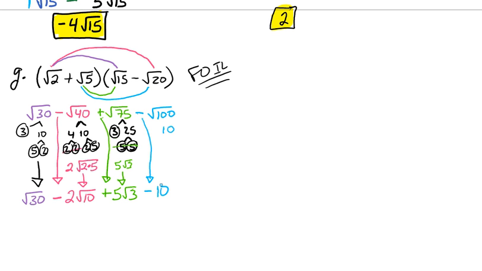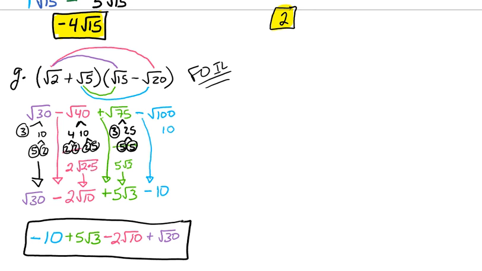And as we look at this, we notice that you can't put anything together. So then how do I know which order to write it in? When we're writing our answer, we're going to write it with the whole number without any radicals first, and then it's going to go in increasing order based on what's inside of the radical. So what would come next would be our 5 radical 3, and then the minus 2 radical 10, and last our positive radical 30. And that would be the final answer for this particular problem.